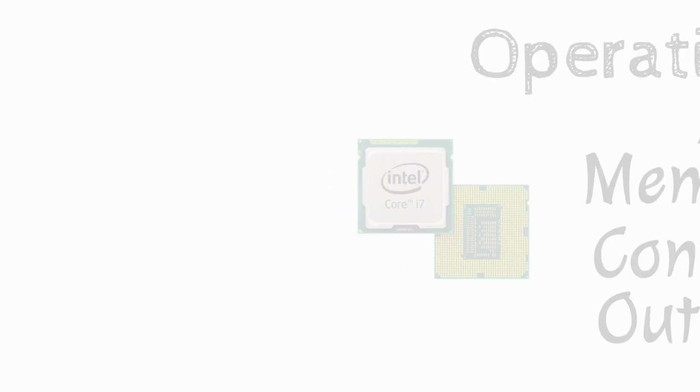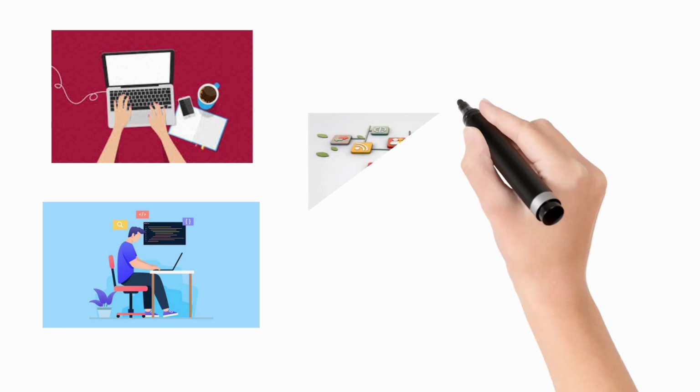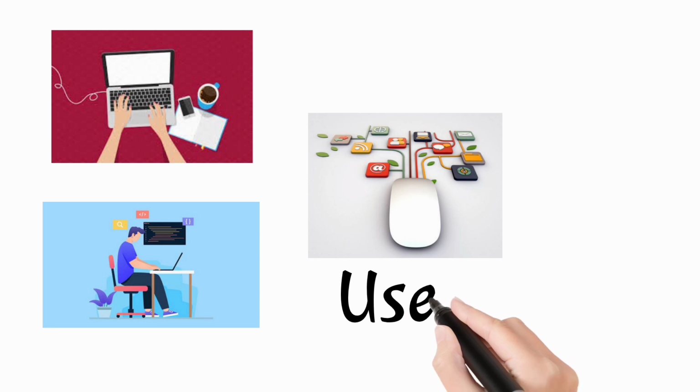Output unit. The output unit consists of devices with the help of which we get information from the computer. This unit is a link between the computer and users. Output devices translate the computer's output into a form understandable by users.